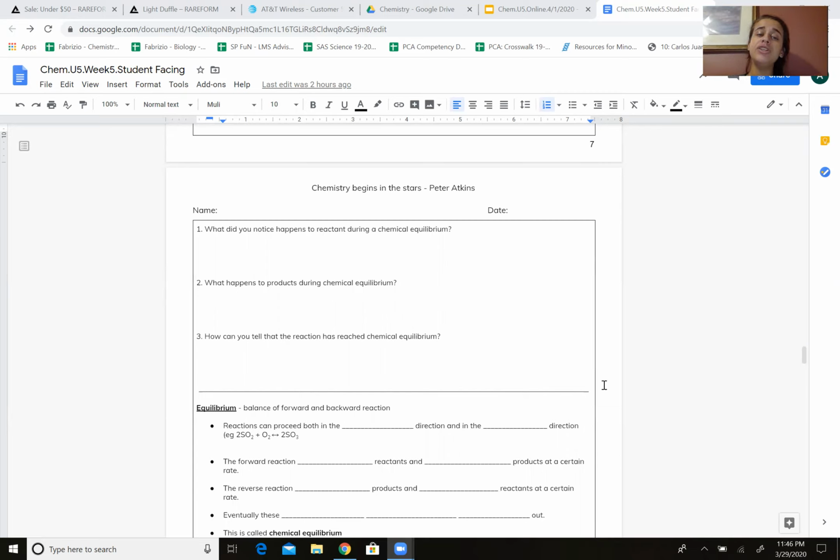So that leads into question 2. Products start off as a low amount, and then they get higher as you're creating more product with the reaction. Question 3, how can you tell that the reaction has reached chemical equilibrium?